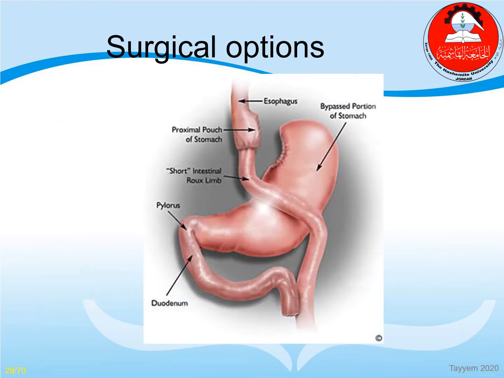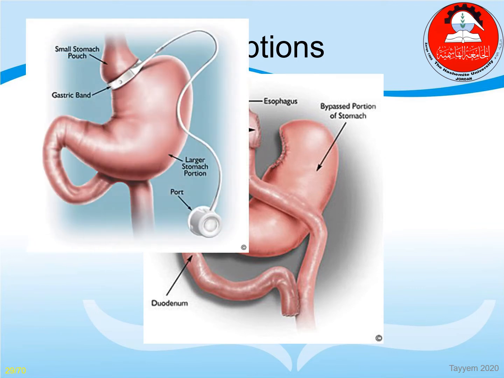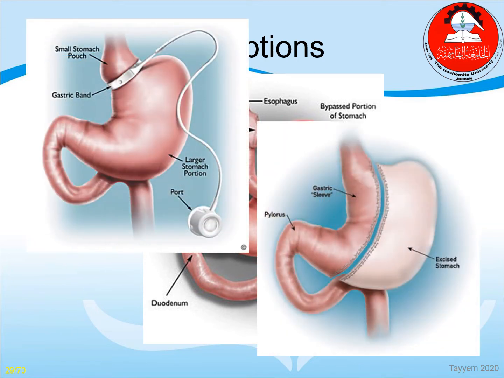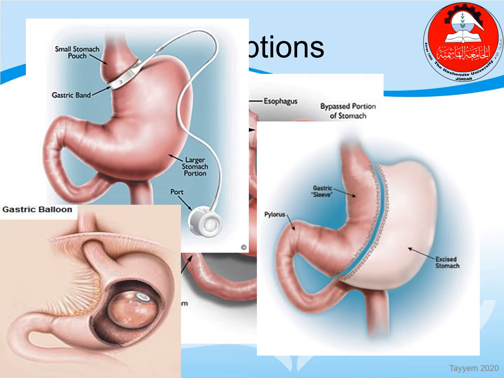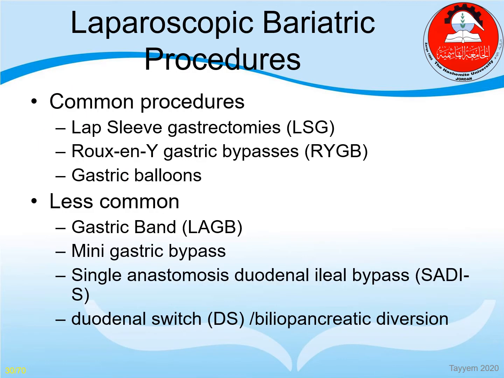The surgical options available: Roux-en-Y gastric bypass, gastric band, sleeve gastrectomy, gastric balloon, and probably these are the common procedures. The less common procedures: mini gastric bypass, single anastomosis duodenal ileal bypass, and duodenal switch.